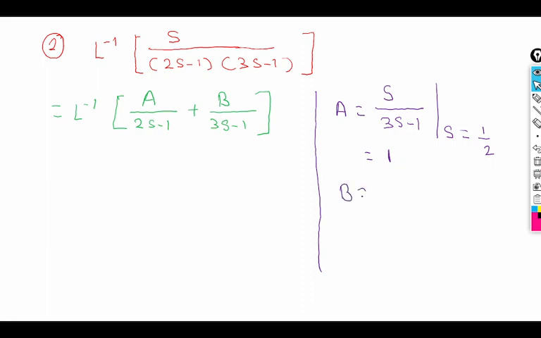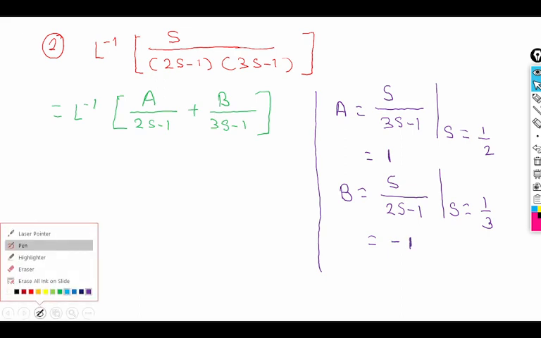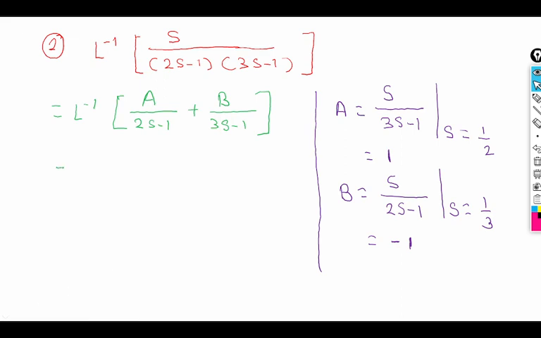Similarly, the value of B we can compute as s upon, we are ignoring 3s minus 1 now. Only 2s minus 1 is in the denominator then, and we'll put s as 1 by 3. If we put this, you will observe it is 1 by 3 divided by 2 by 3 minus 1. So 1 by 3 upon minus 1 by 3. So B is minus 1. So we got A and B. So now we are going to replace them in the function and we'll take the inverse. So the value of A is 1, so it is 1 upon 2s minus 1, and the value of B is minus 1.